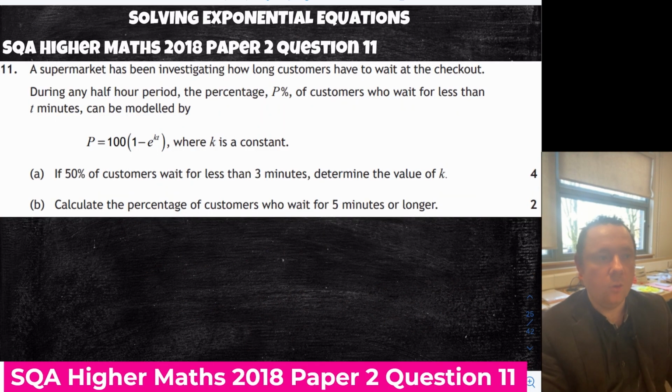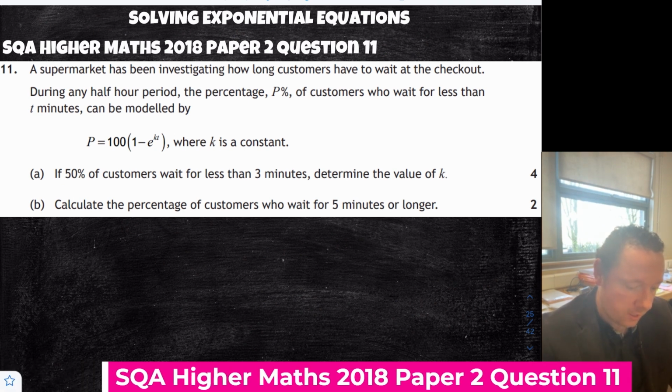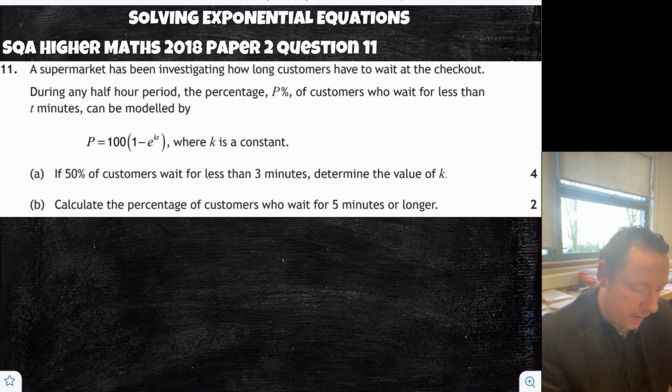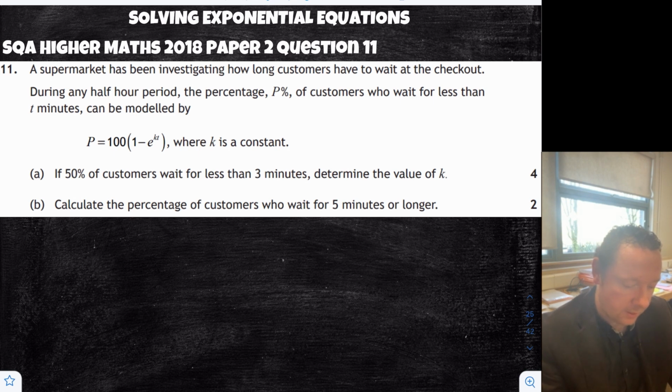Solving exponential equations. SQA Higher Maths 2018, Paper 2, Question 11. A supermarket has been investigating how long customers have to wait at the checkout. During any half-hour period, the percentage of customers who wait less than t minutes can be modelled by this equation. P equals 100 times 1 minus e to the kt. Part A. If 50% wait less than 3 minutes, determine k.